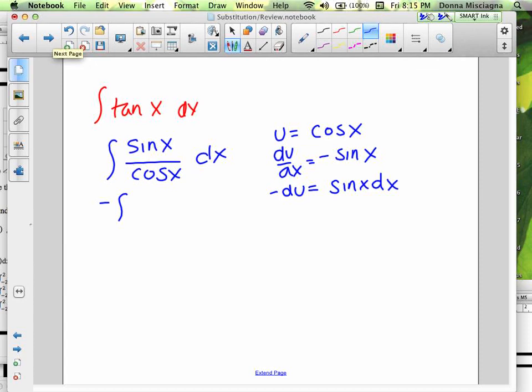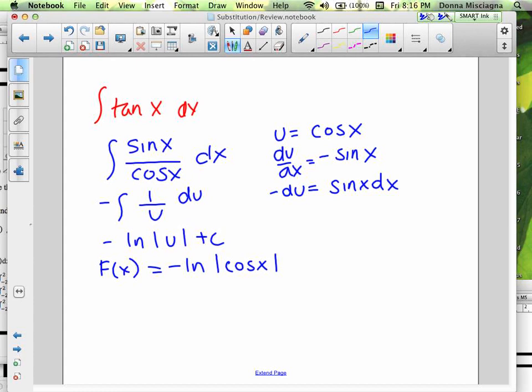I have negative integral of 1 over u, because I've got 1 over cosine x. So cosine x is in the denominator, du. Well, what's the integral of 1 over u? That's just natural log, isn't it? So that's negative natural log absolute value u plus c. So now let's replace that. I'm going to switch now to f of x equals negative natural log of cosine x. I'm going to keep the absolute value bars because cosine x can be negative, plus c. And natural log can't handle anybody negative. It's a very positive kind of fellow.